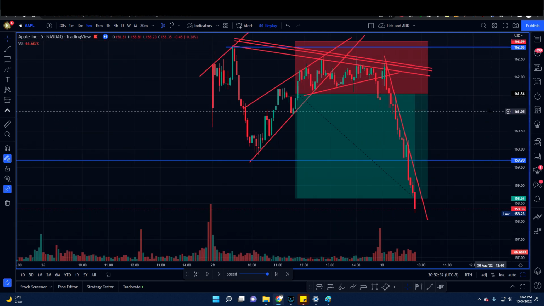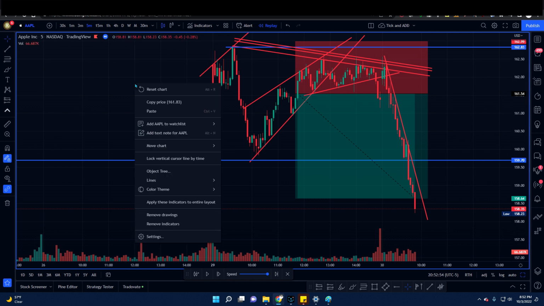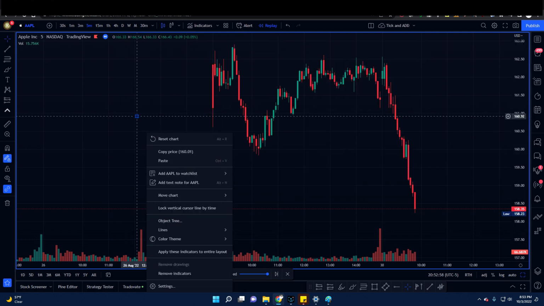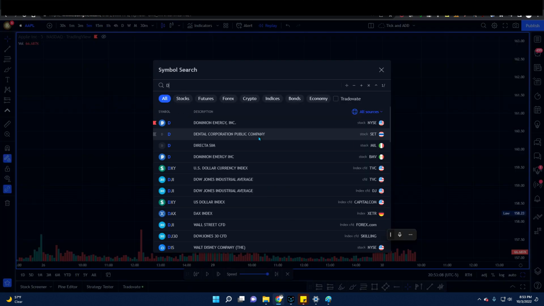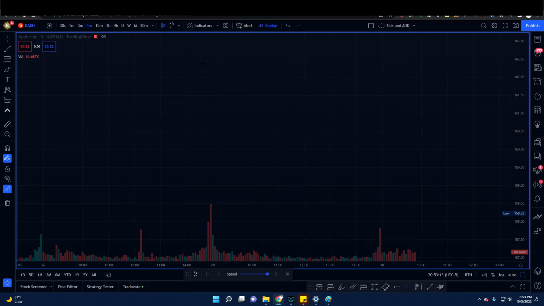Okay, let's pick another stock, remove everything. Let's turn off the price action and pick... I haven't looked at DoorDash in a while. Let's do Dash.